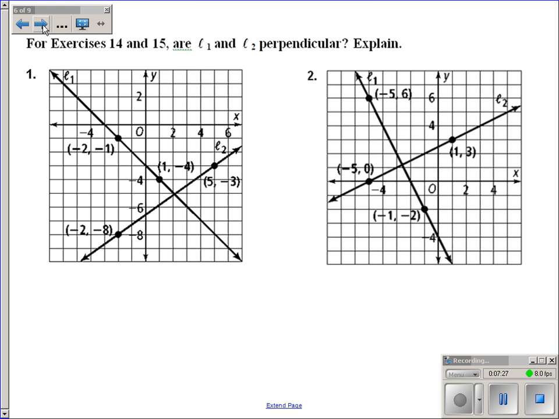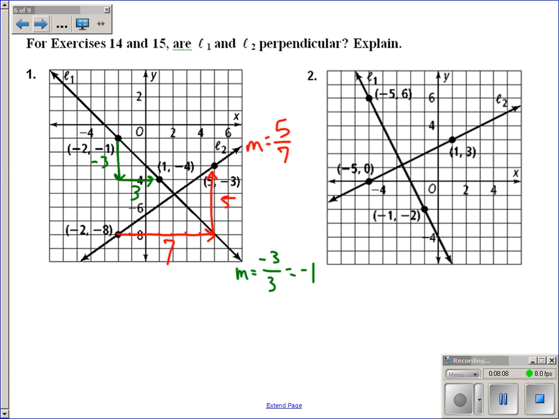Okay, let's use this for lines. Now, line 1. The rise of line 1 is -3 because it's going down, and the run is +3. And so the slope of line 1 is -3/3 or -1. In line 2, the rise is 1, 2, 3, 4, 5. And the run is 1, 2, 3, 4, 5, 6, 7. So the slope of this line is the rise over the run, or 5/7.